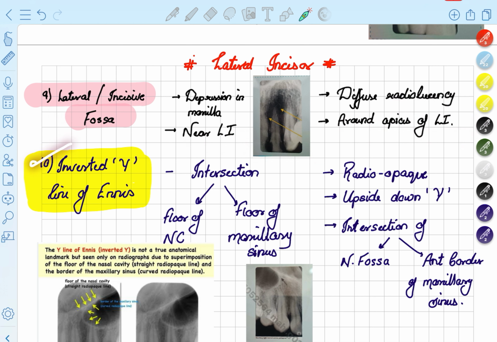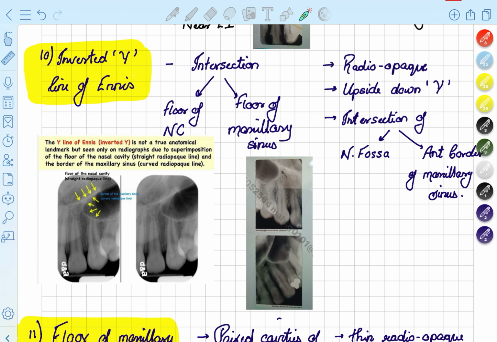Inverted Y line of Ennis is a very important MCQ question. It is formed by the intersection of the floor of nasal cavity and the floor of maxillary sinus. So this is our maxillary sinus floor, and this is our floor of nasal cavity. So we can see this Y-like structure. The straight line of Y is formed by the floor of nasal cavity, while the curved line of Y is formed by the maxillary sinus floor.